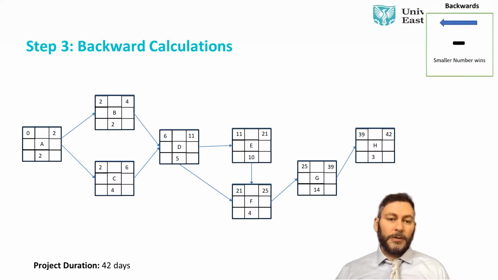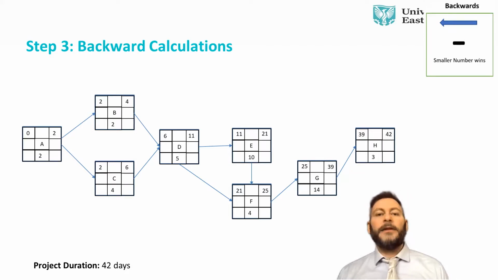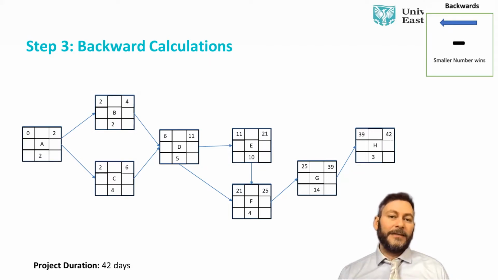Now, the next step is what we call the backward calculation. Now, because forward we were doing the V, the backward is just a straight line arrow. It's maybe easier to remember. And this time we subtract. We don't add the numbers, so we subtract against the duration. And where we have a choice, we always go with the smaller number.